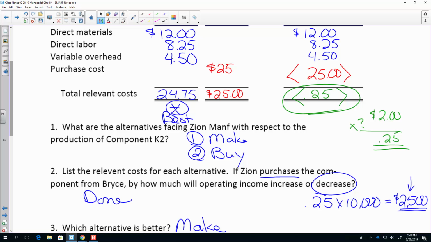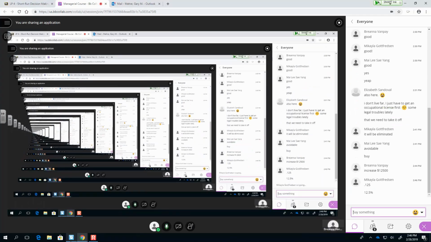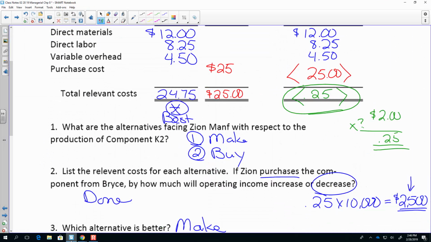8%? I think it's more than 8. 12.5. I think Michaela's got it. 12.5%. So if I took 12.5% times $2, I should get a quarter. Is that correct? So how did Michaela get the 12.5?